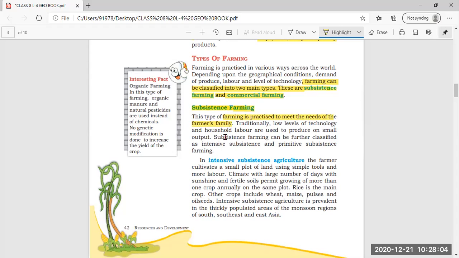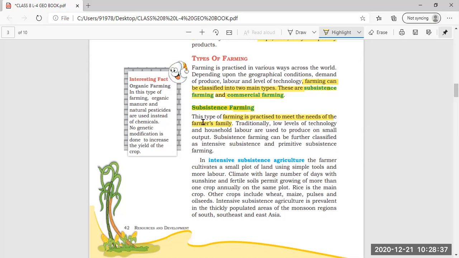The farmer who is cultivating that field, all of that crop is used by the farmer's family. It is not used for any profit making or to gain any type of money. So this subsistence farming, first and foremost important thing is it is done to meet the need of the farmer's family, means to satisfy the need of the farmer's family only.